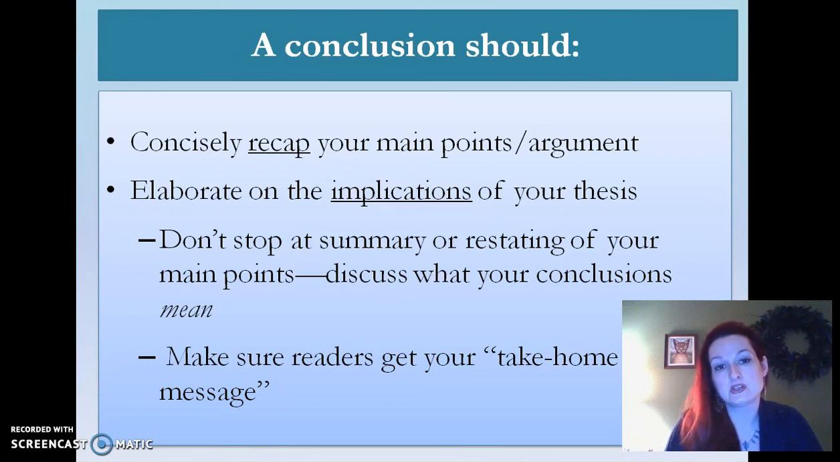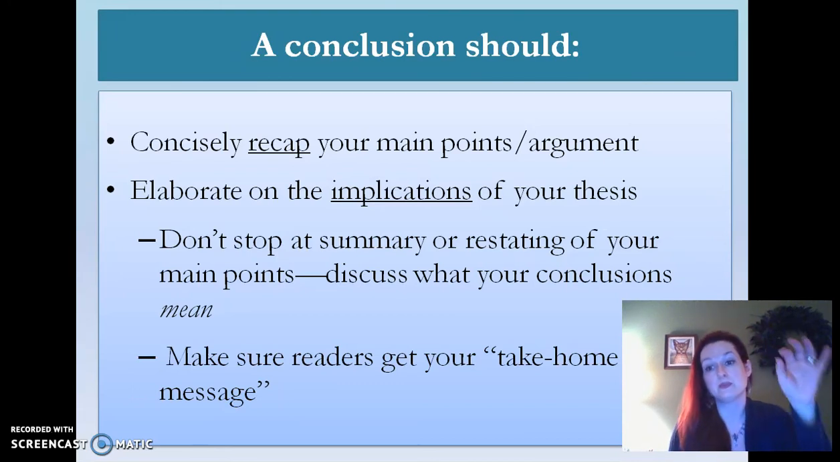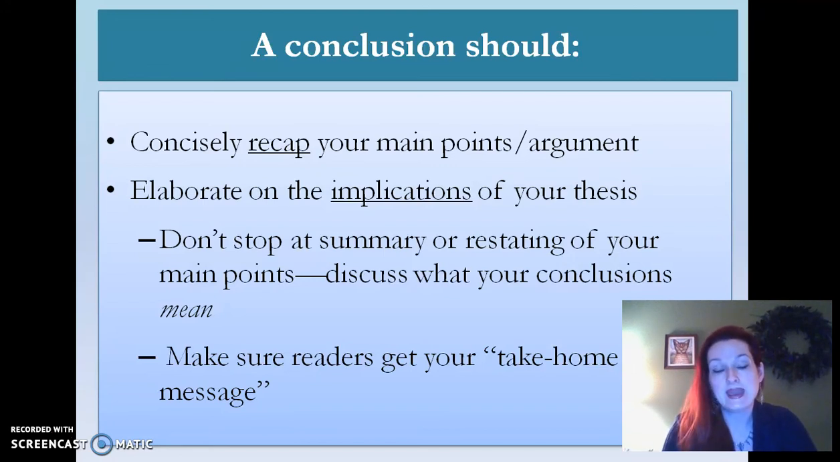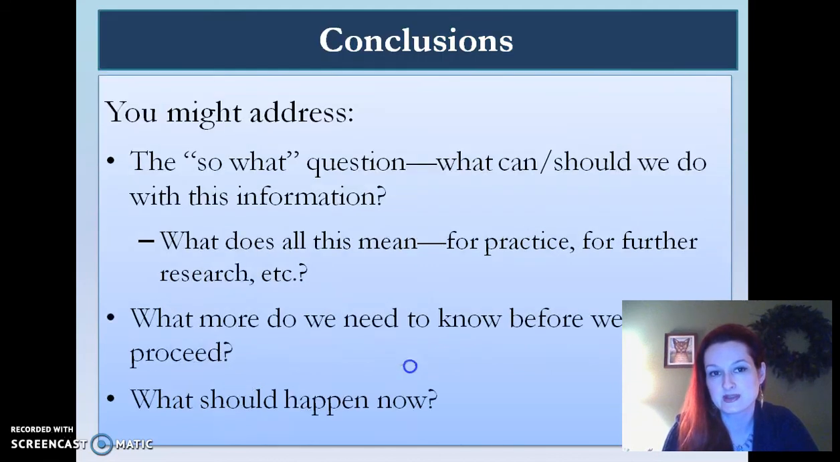So what should a conclusion do? Well, it should concisely recap your main points, so sort of the bullet points, the main points of your argument or your paper. And in addition to that, it should also elaborate on the implications of that information or those ideas. So what does all this mean? You don't just want to stop at summary. You don't want to stop at just restating your main points. You also want to discuss what those mean. And that's how you make sure that your readers get your take-home message. At the end of the day, what's the take-home here? What's the bottom line? You want to make sure that's clear.